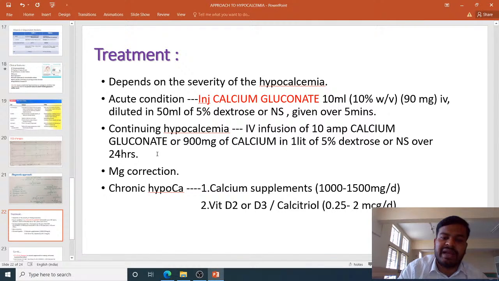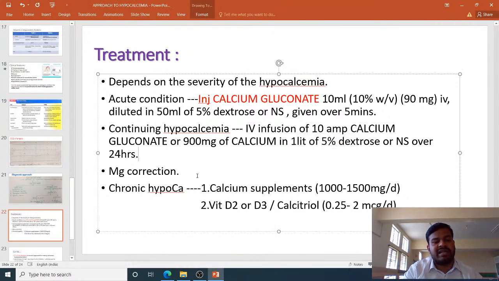And for continuing hypocalcemia, give an IV infusion of 10 ampules of calcium gluconate, or 900 milligrams of calcium, in 1 liter of 5% dextrose or normal saline over 24 hours. And definitely also correct magnesium. And in chronic hypocalcemia, you can give calcium supplements of 1000 to 1500 milligrams, and vitamin D or calcitriol of 0.25 to 2 micrograms per day can be given as treatment.